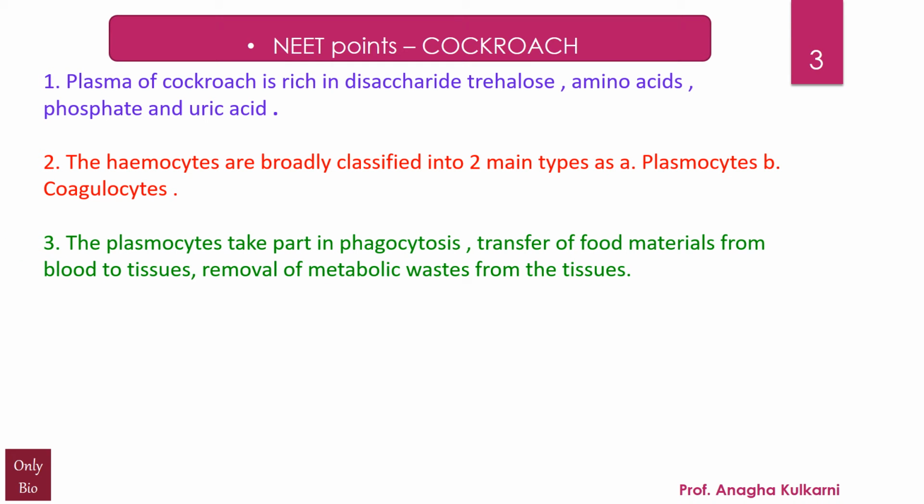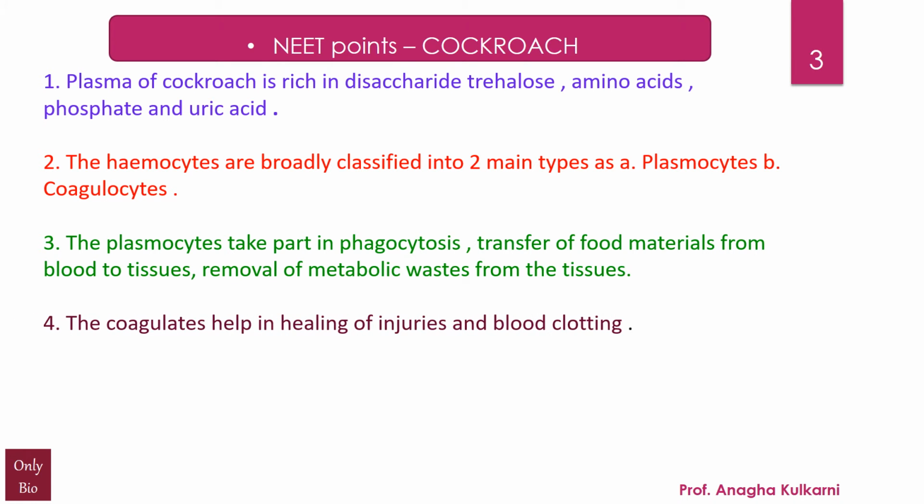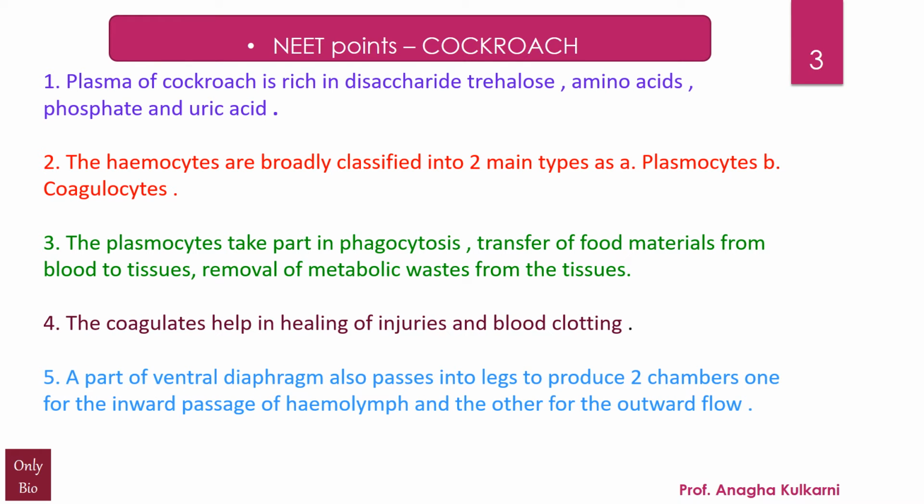Point number three, the plasmocytes take part in phagocytosis, transfer of food materials from the blood to the tissues, and removal of metabolic wastes from the tissues. Next, the coagulocytes help in healing of injuries and blood clotting. Next, a part of the ventral diaphragm also passes into the legs to produce two chambers, one for the inward passage of hemolymph and the other for the outward flow.